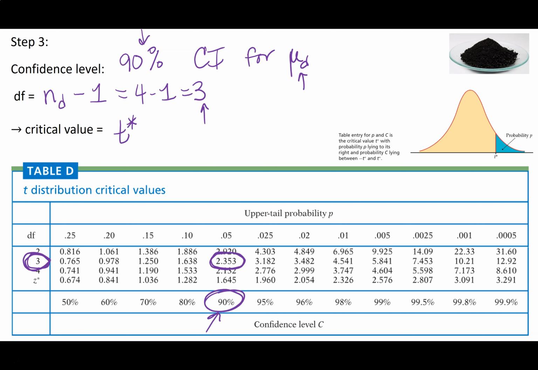The t-star critical value for a 90% confidence interval when my degrees of freedom are 3 is going to be 2.353, which is pretty big actually. But that's what happens when you have a really small sample size. That's one of the things the t-distribution does: if you have a small sample size, it uses a wider reference distribution. You need much more extreme differences to actually be detected in hypothesis tests, all that kind of fun stuff.